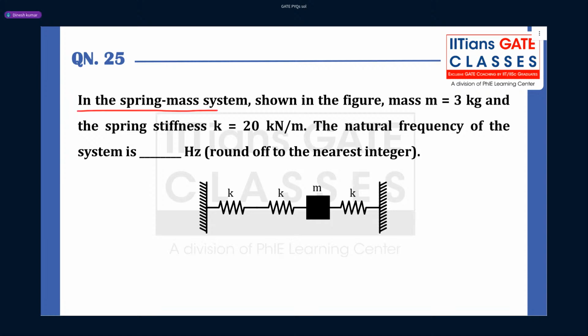In the spring mass system shown in the figure, mass m equals 3 kg and spring stiffness k equals 20 kilonewton per meter. They asked the natural frequency of the system in hertz. So guys, here you need to convert radian per second to hertz. Before that, look into this system and tell me whether it's a 1 degree of freedom or 2 degree of freedom system.